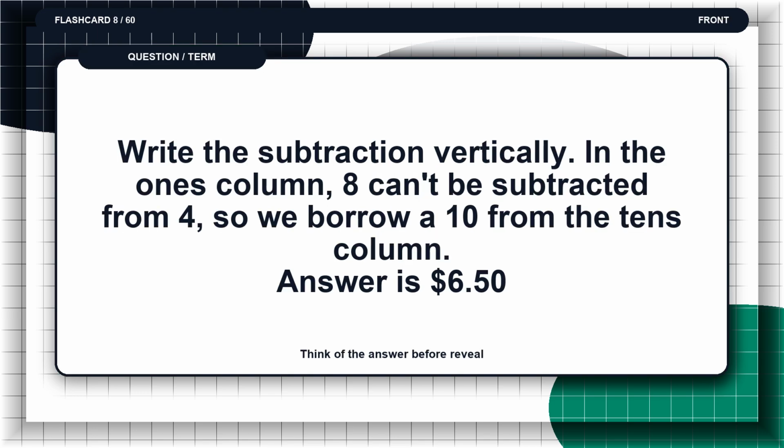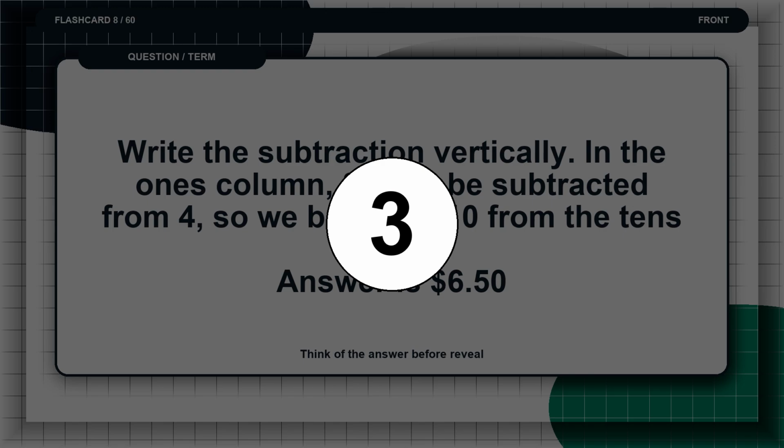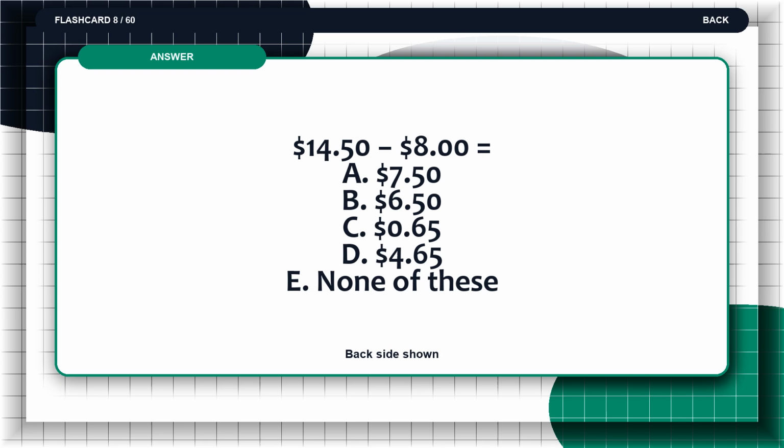Flashcard 8. Write the subtraction vertically. In the ones column, 8 can't be subtracted from 4, so we borrow a 10 from the tens column. Answer is $6.50. Think of the answer before the reveal. The answer is: $14.50 minus $8 equals A. $7.50, B. $6.50, C. 65 cents, D. $4.65, E. None of these.